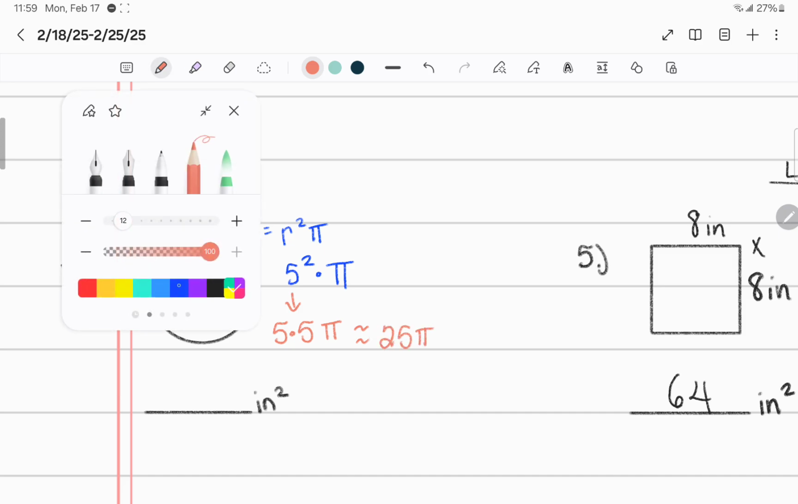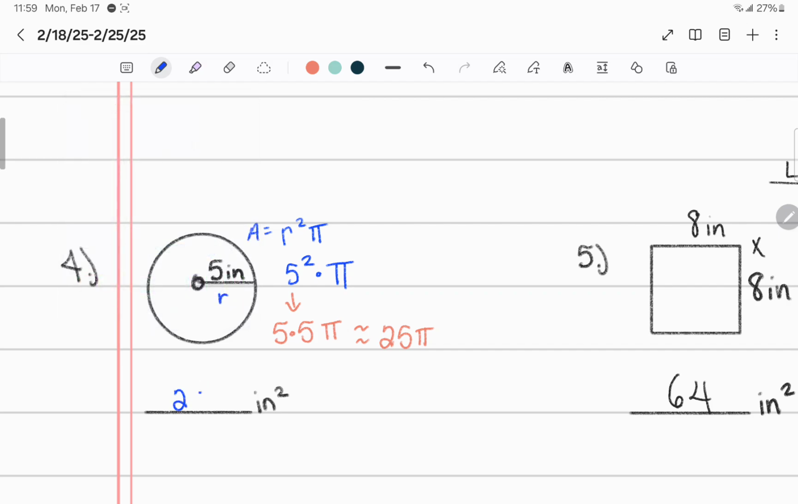Later we will, but right now our answer would just be 25 pi. Again, we take this number and multiply it times itself. Not 5 times 2. That's wrong. 5 times itself. So again, we'll do a little mini one.